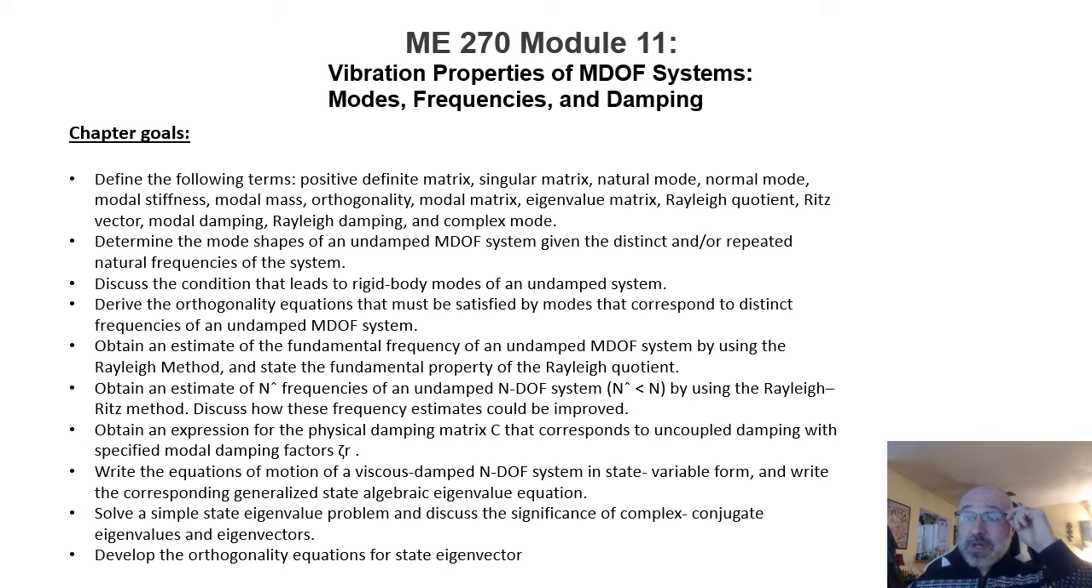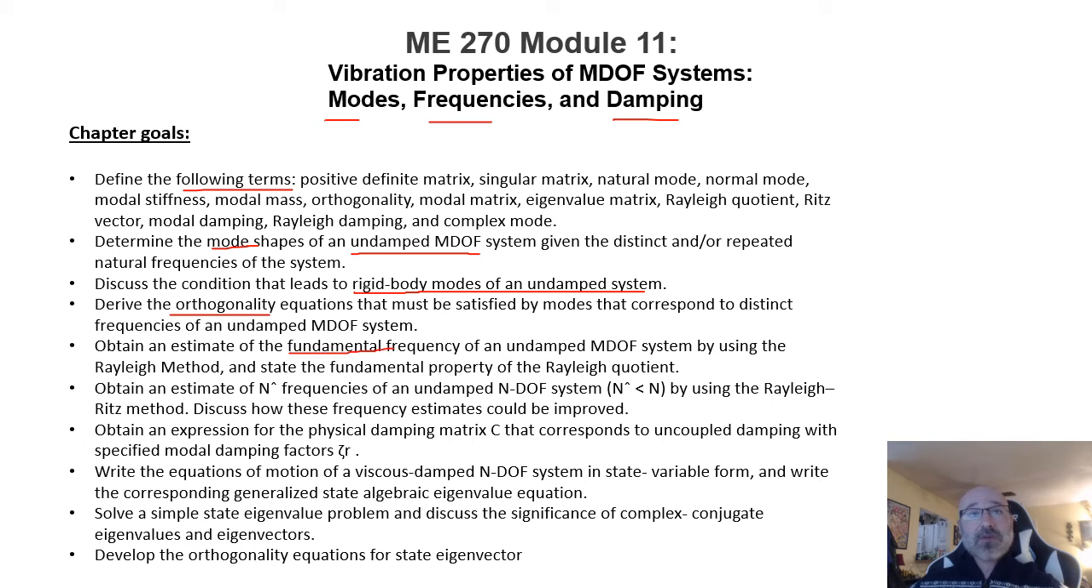So as we jump into chapter 10 here, a lot of different things will be covered within this chapter. We're focusing again on modes, frequencies, and damping. So let's go through a couple of the different key terms that we're going to utilize within this chapter for all those topics. Looking at mode shapes for undamped multi-degree of freedom systems. Talk about rigid bodies for undamped systems and conditions that lead to those. Orthogonality is going to be a big thing that we're going to discuss here.